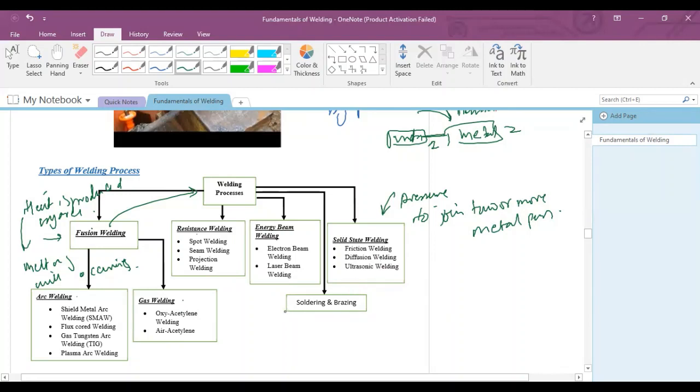One more special type of welding process is soldering and brazing. Soldering and brazing are commonly used in the electronic industry, and usually these two processes are performed at low temperature as compared to the other fusion welding and solid state welding.